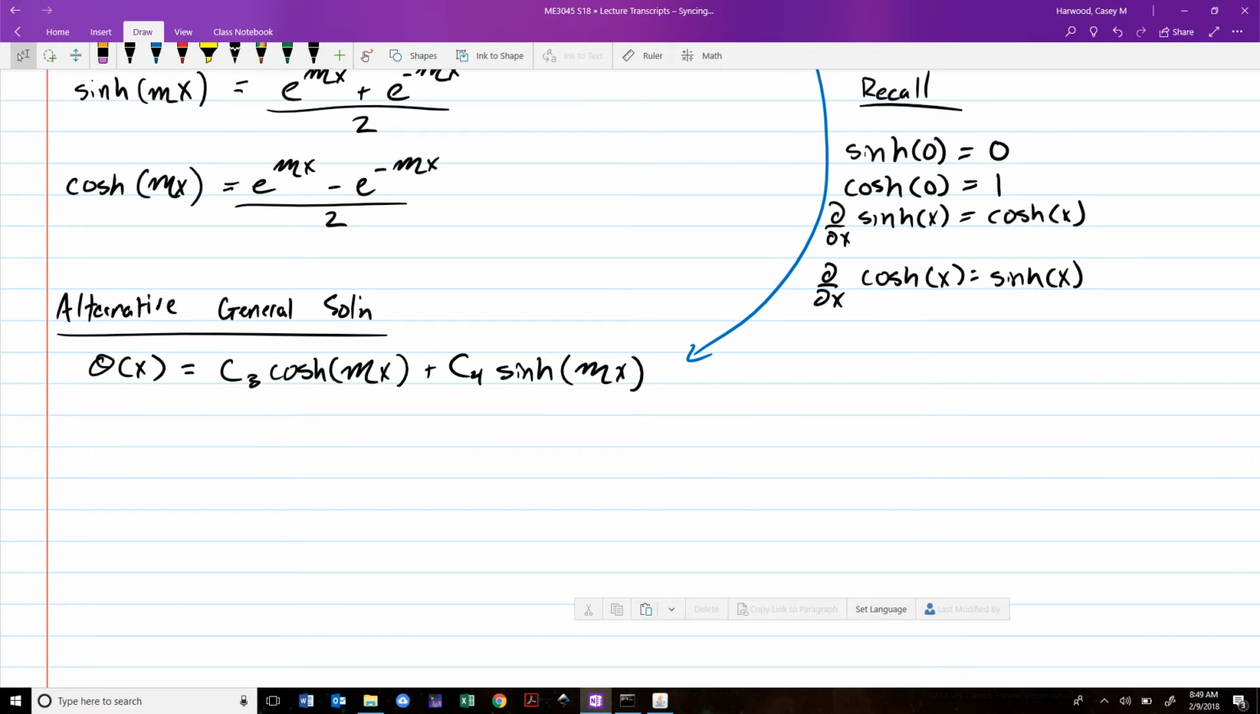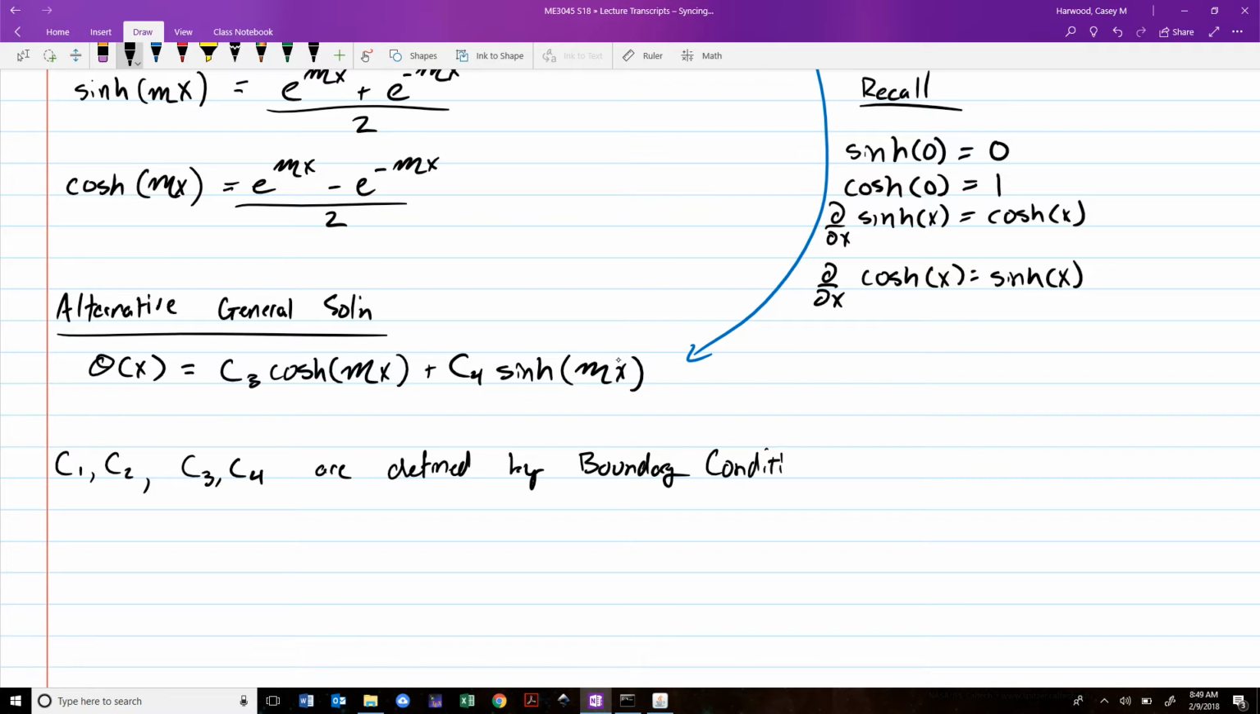All right, so as I said, our choices of C1, C2, or alternatively C3, C4 are defined by boundary conditions. And so what are these boundary conditions? Okay, we can sort of reason out what, yeah. Would that be a negative sign? Nope, not with hyperbolics. If we're talking about regular sine, cosine, yes. But these are even nicer to people doing calculus.